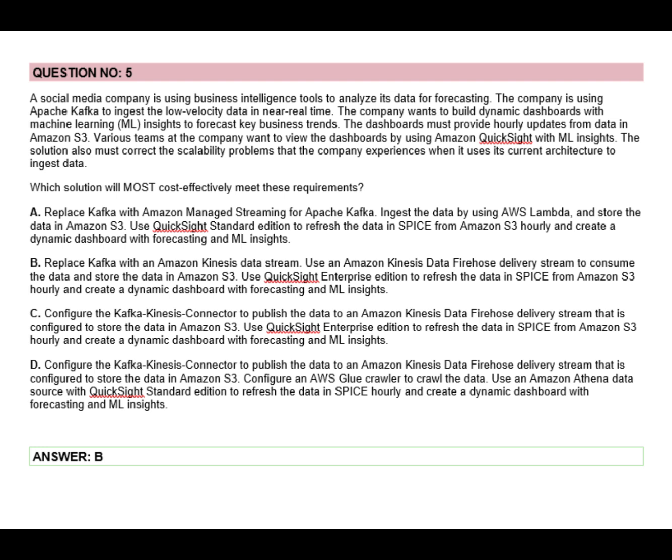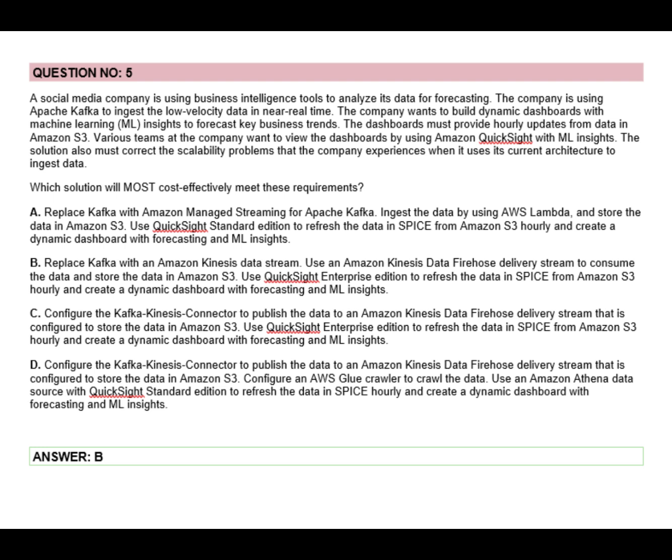C. Configure the Kafka Kinesis connector to publish the data to an Amazon Kinesis Data Firehose delivery stream that is configured to store the data in Amazon S3. Use QuickSight Enterprise Edition to refresh the data in SPICE from Amazon S3 hourly and create a dynamic dashboard with forecasting and ML insights.